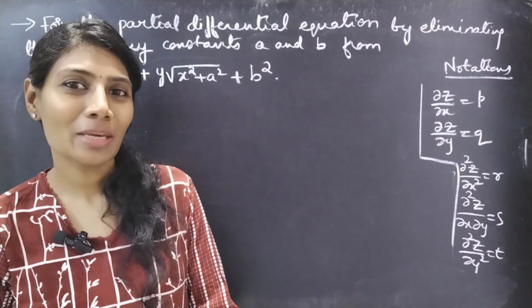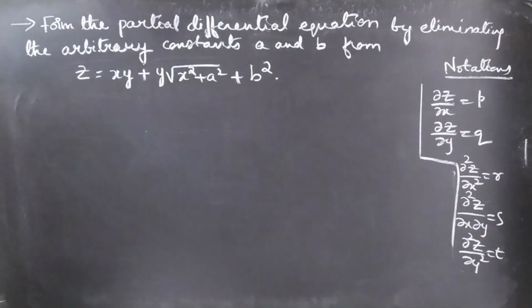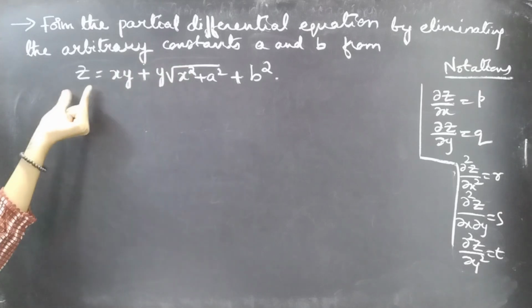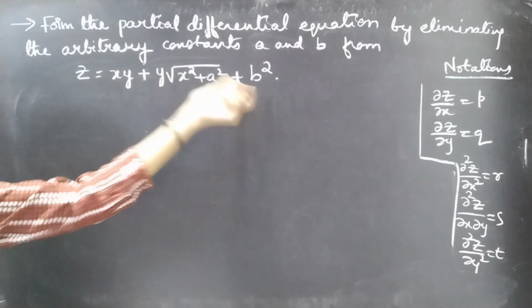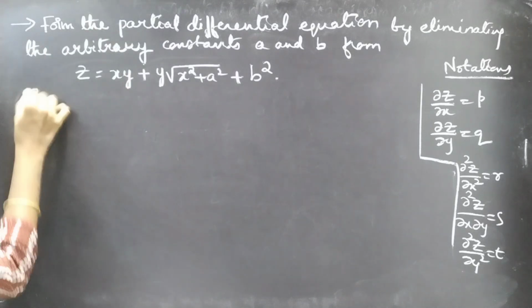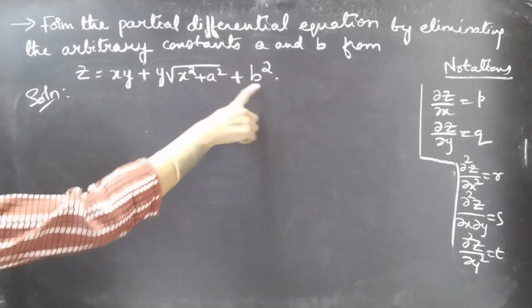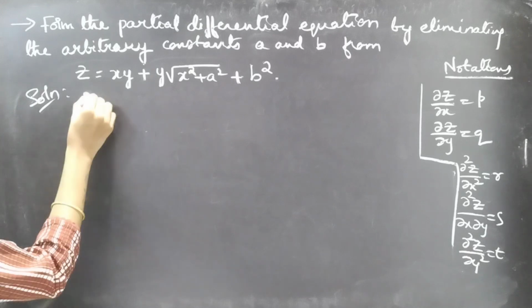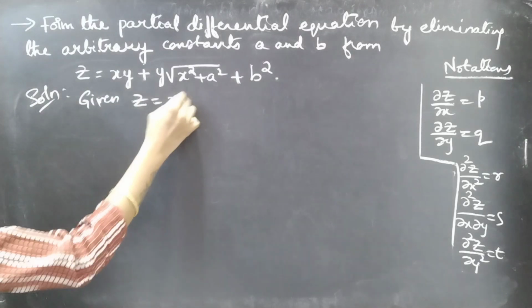In this video, we're going to see a problem from partial differential equations. So let's get going. Problem: Form the partial differential equation by eliminating the arbitrary constants a and b from z equal to xy plus y into square root of x square plus a square plus b square. So we need to form a partial differential equation by eliminating the arbitrary constants a and b. I mean a square and b, simply. So let's see the problem.